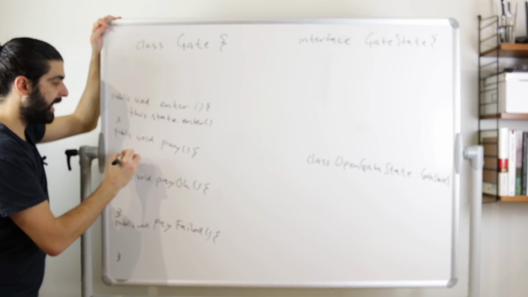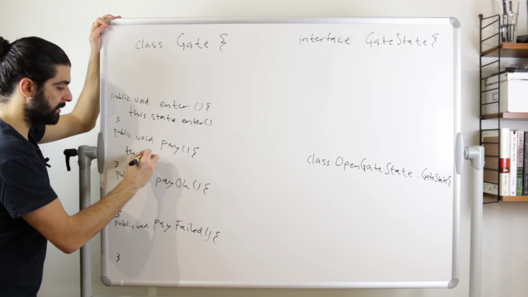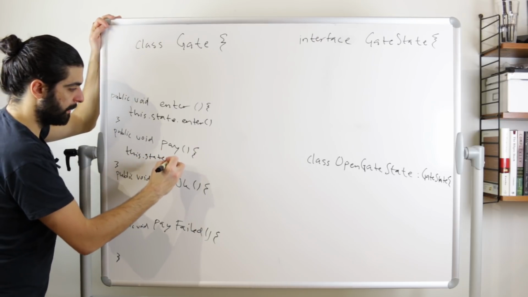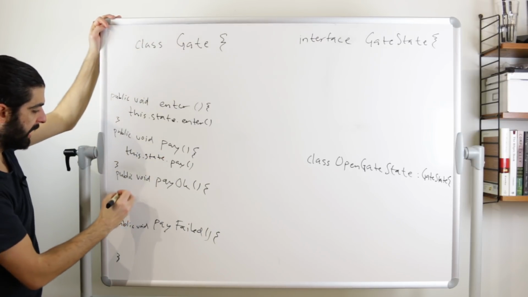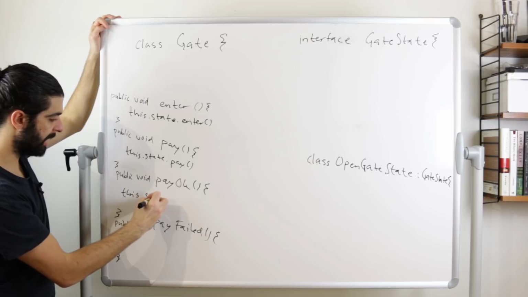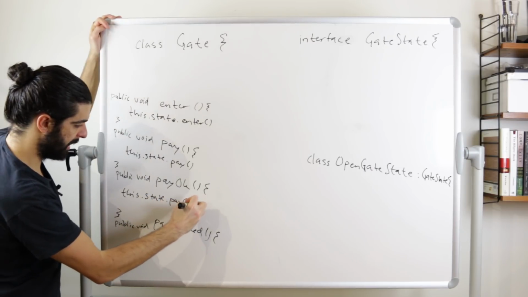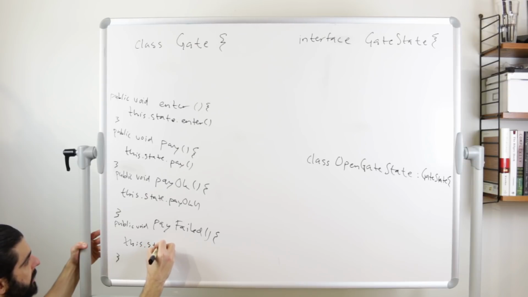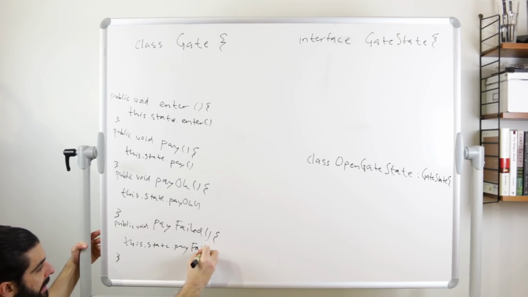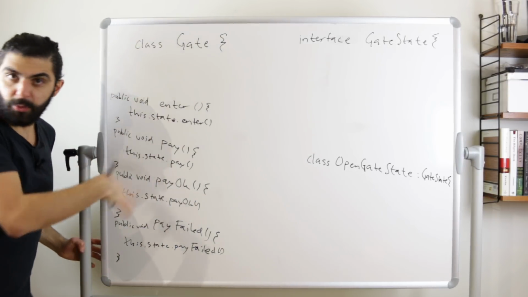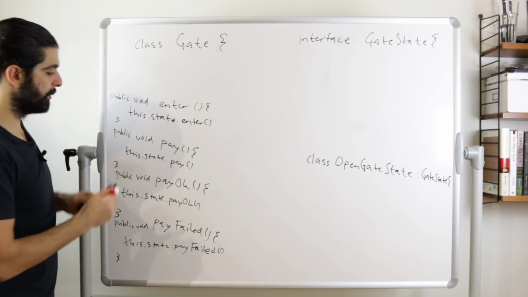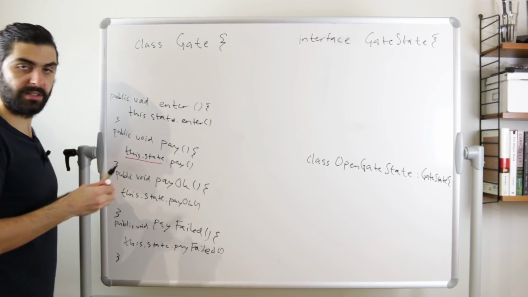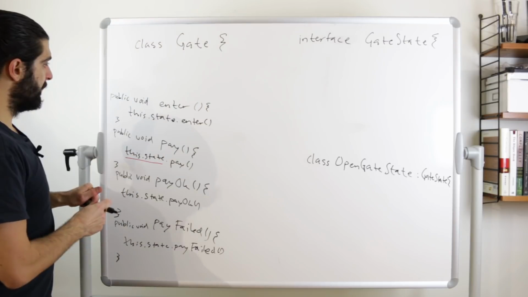And then for pay, we would say this dot state dot pay. We delegate. And for pay okay, this dot state dot pay okay. And then for the pay failed, this dot state dot pay failed. And so forth for all of the different methods that we need. But we are now talking about this dot state. And what is this dot state? So we need to define that.